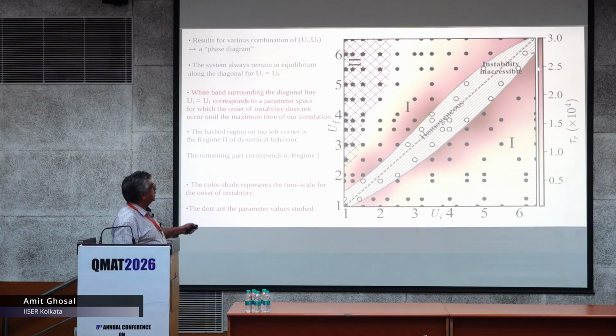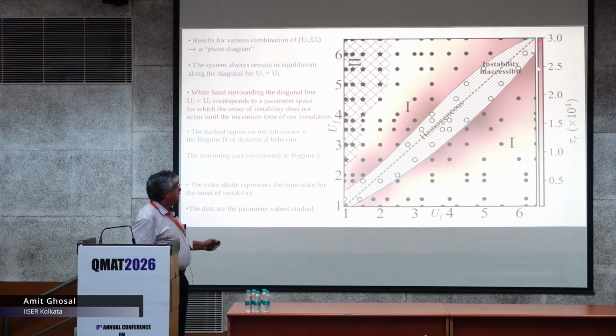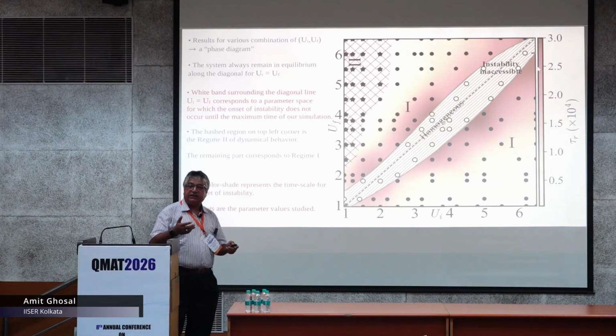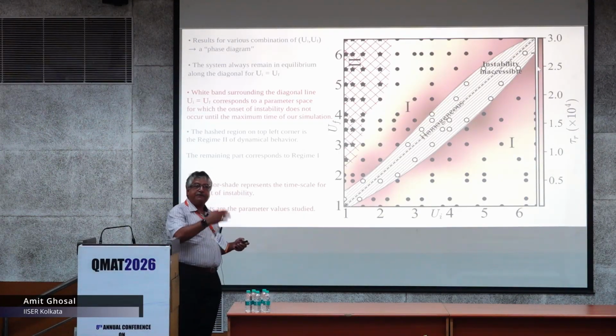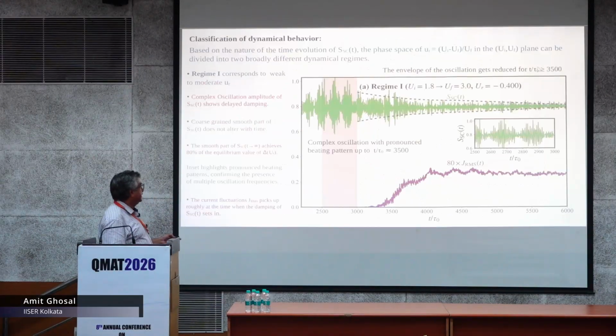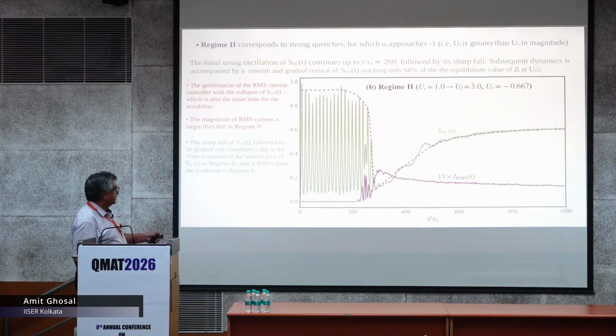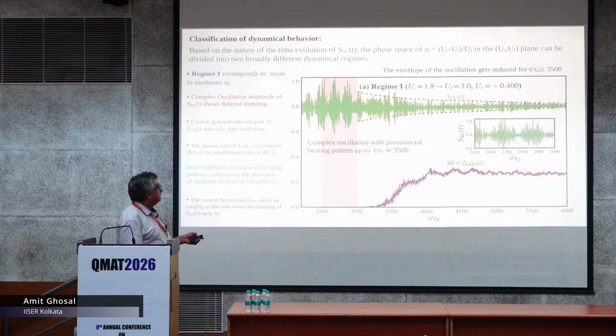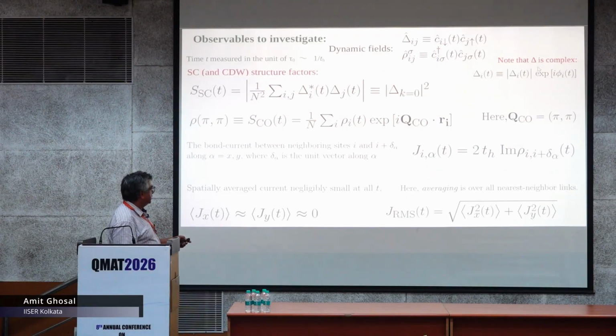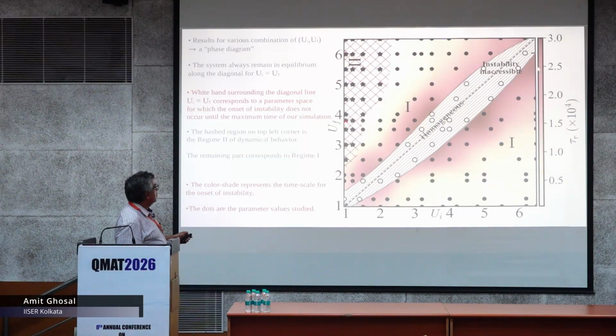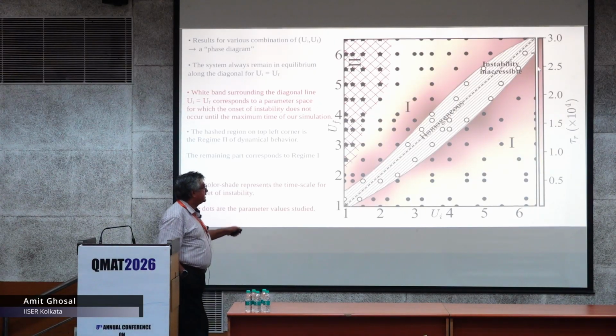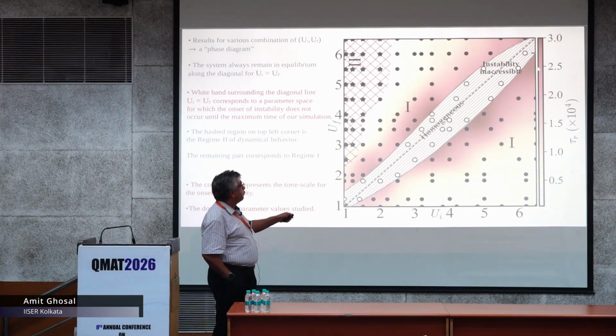Now, far from it, you have different behaviors. The behavior which I called the collapse and then revival, which is regime 2, where this thing goes down and comes up, lives in the phase diagram only in this regime. This is regime 2, and the rest of the space is regime 1, except for the white band.